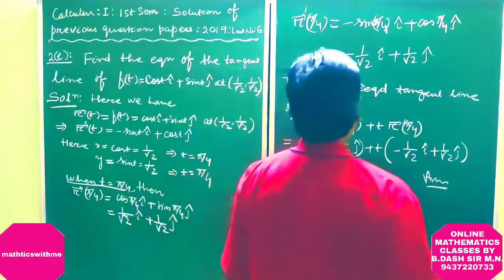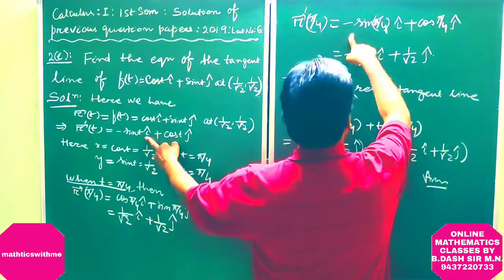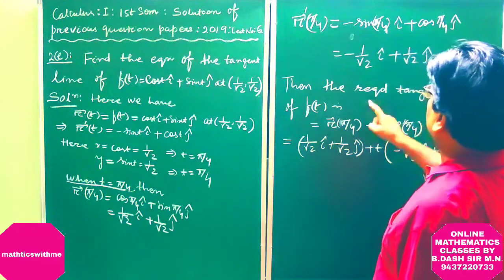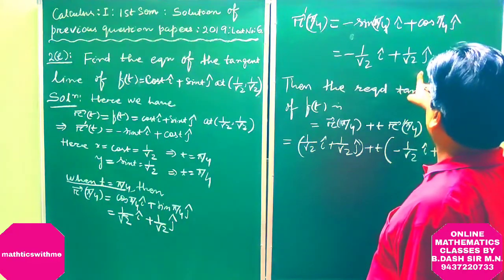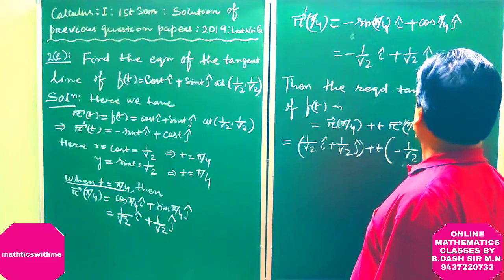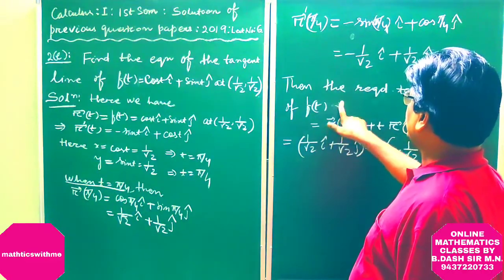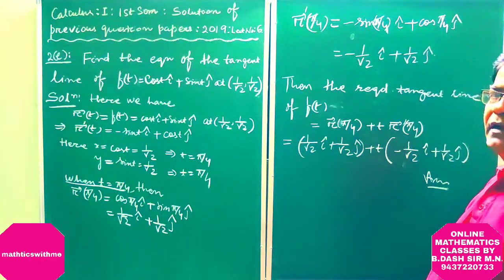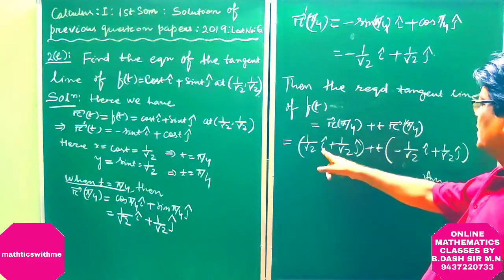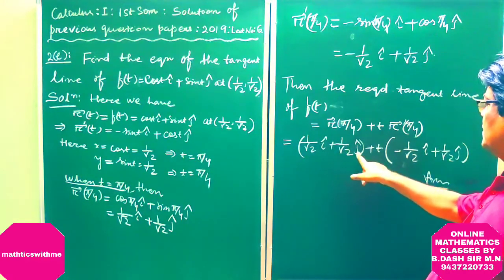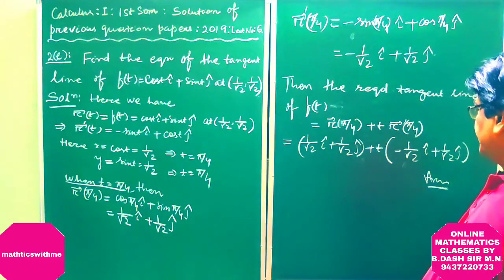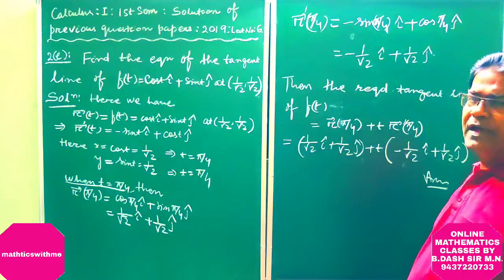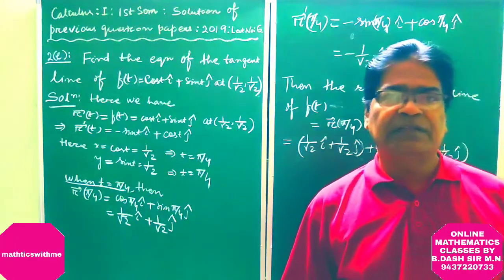Now vector r'(π/4) = -sin(π/4) i cap + cos(π/4) j cap = -1/√2 i cap + 1/√2 j cap. Then the required tangent line of f(t) equals vector r(π/4) + t vector r'(π/4) = 1/√2 i cap + 1/√2 j cap + t(-1/√2 i cap + 1/√2 j cap). Answer. With this, our first question is solved.